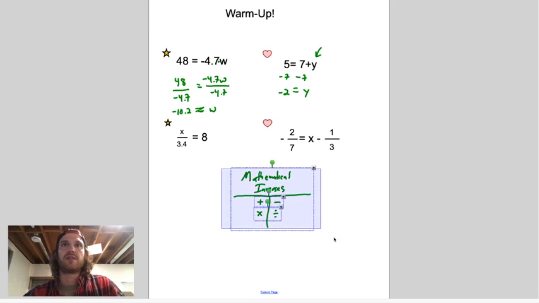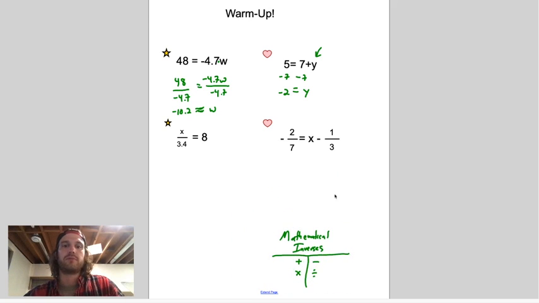Now, all of these problems so far happen in one step. There's one knot that we have to untie to get to the rope, okay? So right here, what operation is happening to our variable? We are dividing by 3.4. So to undo division by 3.4, I'm going to multiply both sides by 3.4, which means I have to do 8 times 3.4. When you multiply a number by 3.4 and then divide it by 3.4, you get the number you started with, which was x.